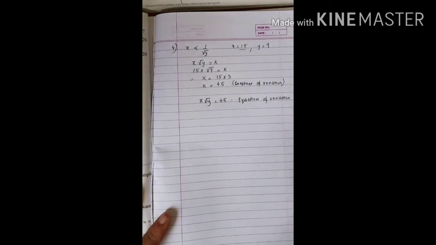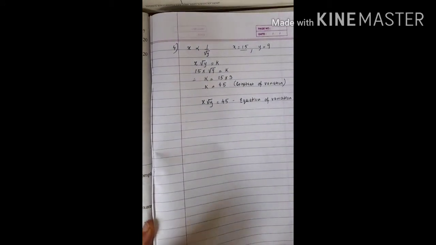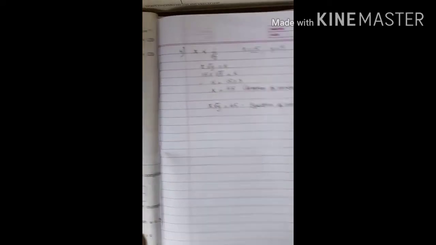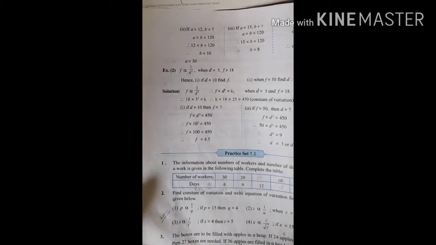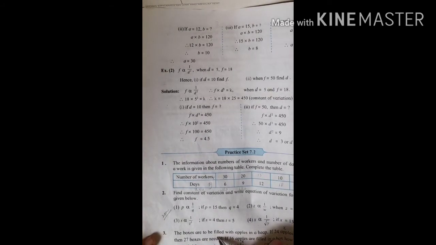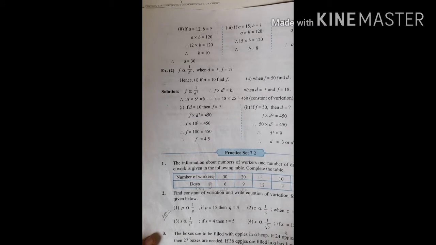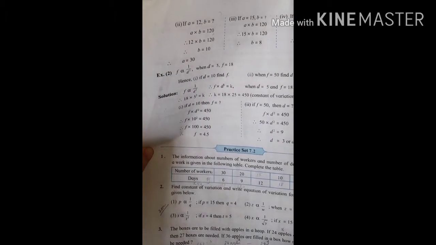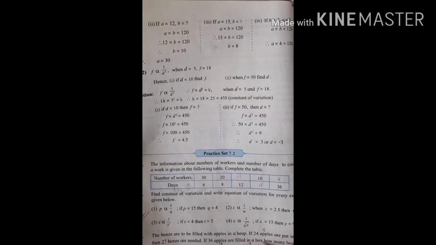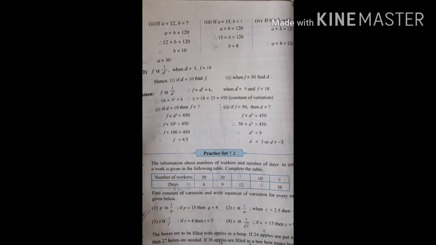This is how we solve, children, question number 2. We'll go to question number 3 now. In question number 3, they have given that boxes are to be filled with apples in a heap. If 24 apples are put in a box, then 27 boxes are needed. If 36 apples are filled in a box, how many boxes will be needed?